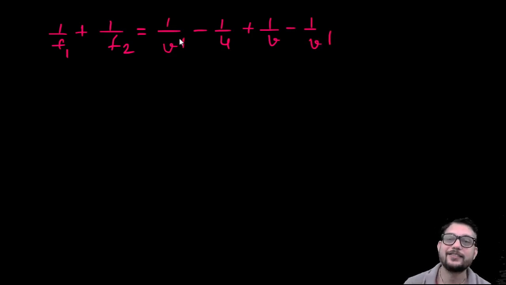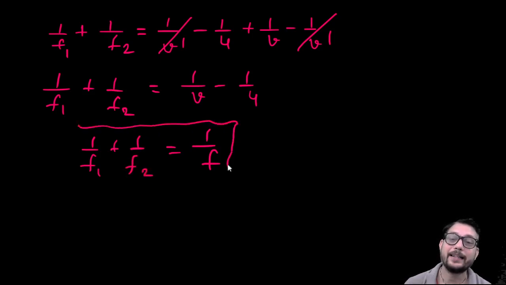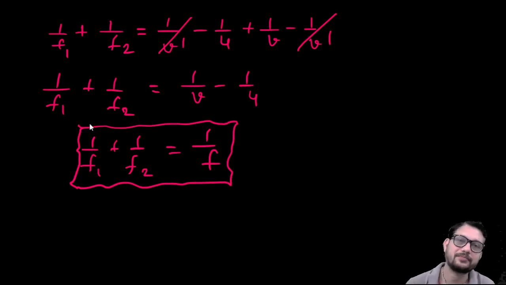Here you can see that 1 upon v dash and minus 1 upon v dash will cancel out each other, and we have 1 upon f1 plus 1 upon f2 equal to 1 upon v minus 1 upon u. And 1 upon v minus 1 upon u is nothing but 1 upon f. So we can say that it is the focal length when the two lenses are in contact.